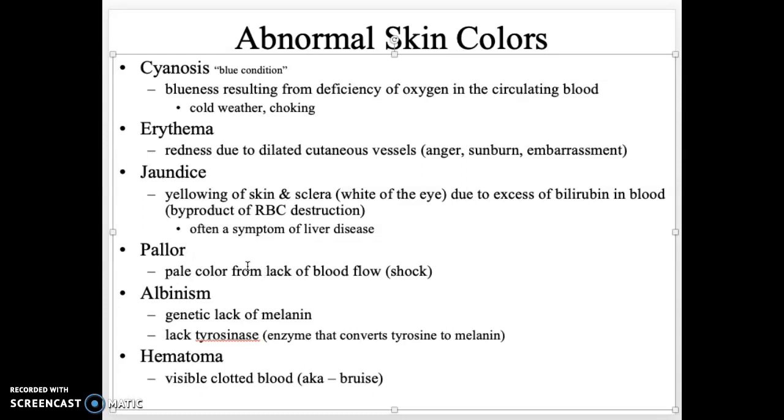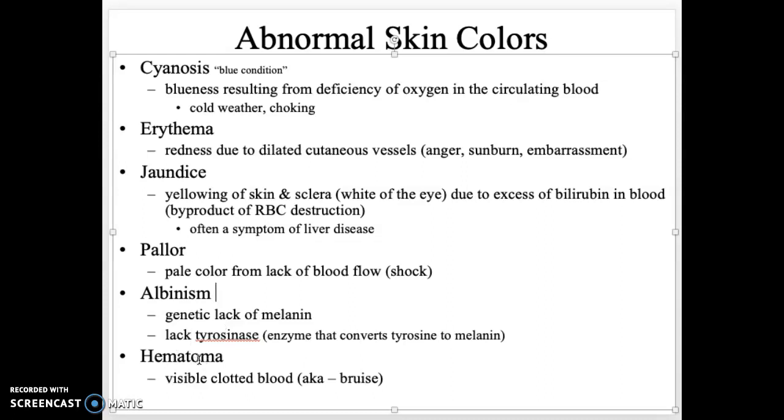This isn't genetic paleness, this is like lack of blood flow, shock paleness. Albinism is a genetic lack of melanin. So this enzyme tyrosinase converts tyrosine to melanin and gives pigment to the skin. If you don't have any tyrosinase, you're not able to create any melanin. So these individuals are very, very white.